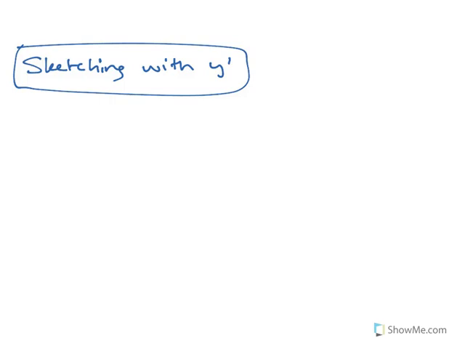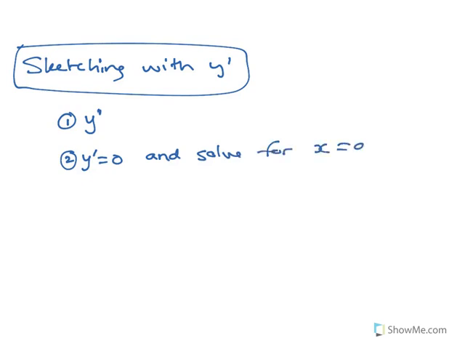Okay, I'm just going to look at sketching with y dash and the steps that you go through. First step, when you're going to sketch with calculus, you need to find y dash, the first derivative. Then you make y dash equal to 0 and solve for as many points as you possibly can.